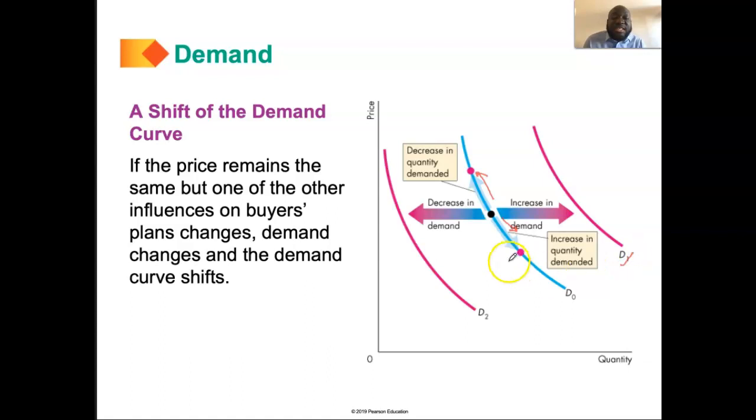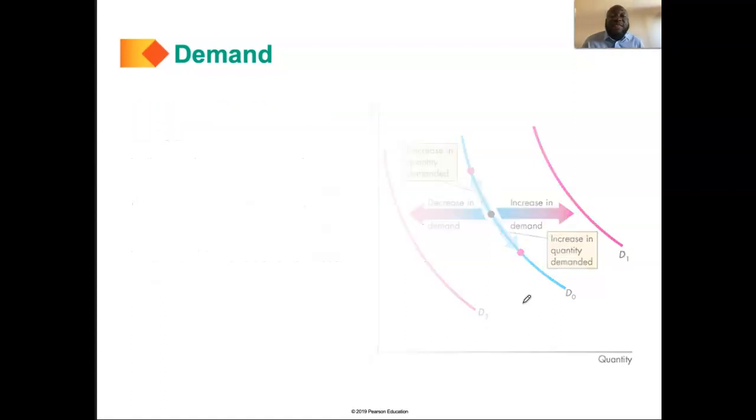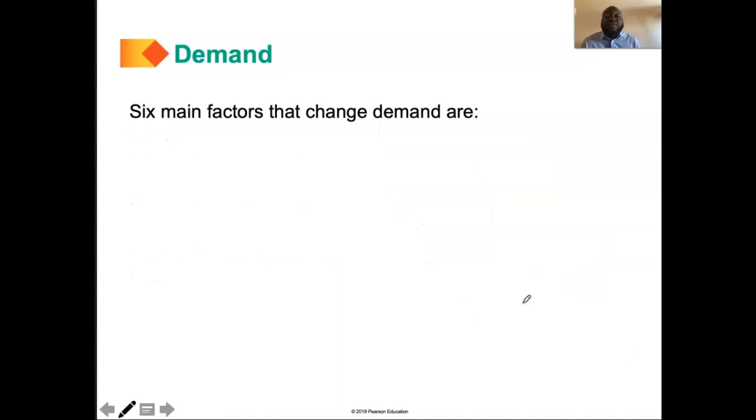And a decrease in demand has to do with the demand curve shifting to the left, okay? So that is the shift of the demand curve, right? The next thing we'll look at is basically factors that can actually shift the demand curve, okay? So what are the factors that actually influence demand, okay?